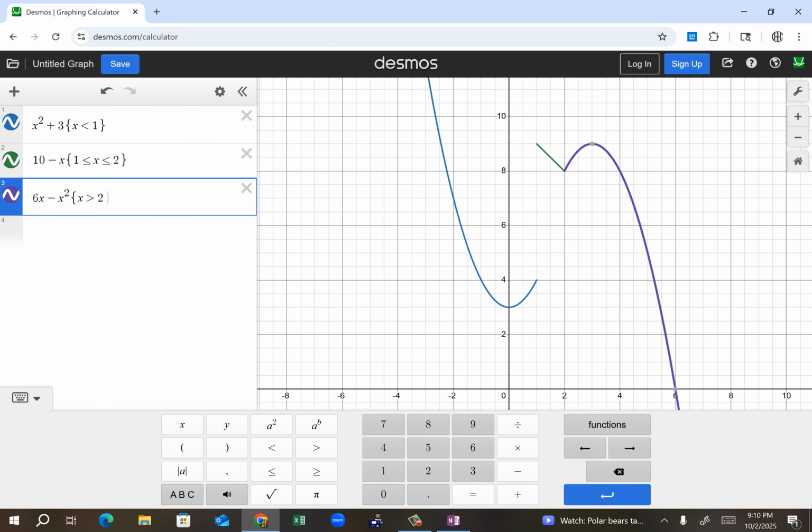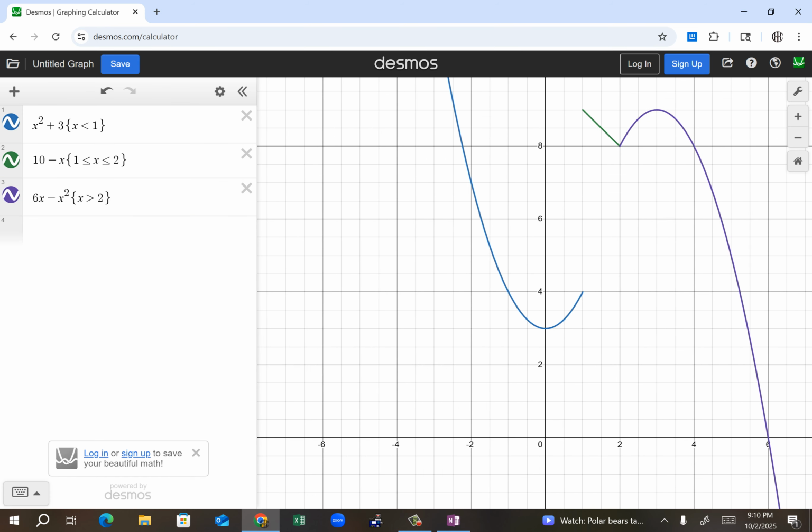Nice. And so the question is simply this. What is the right-hand limit at x equals 1? Well, the right-hand limit, it looks like it's approaching 9. You with me? 9. Done. What's the left-hand limit at 1? Looks like it's approaching 4, yes? What is the limit at 1? It doesn't exist. What is the limit at x equals 2?